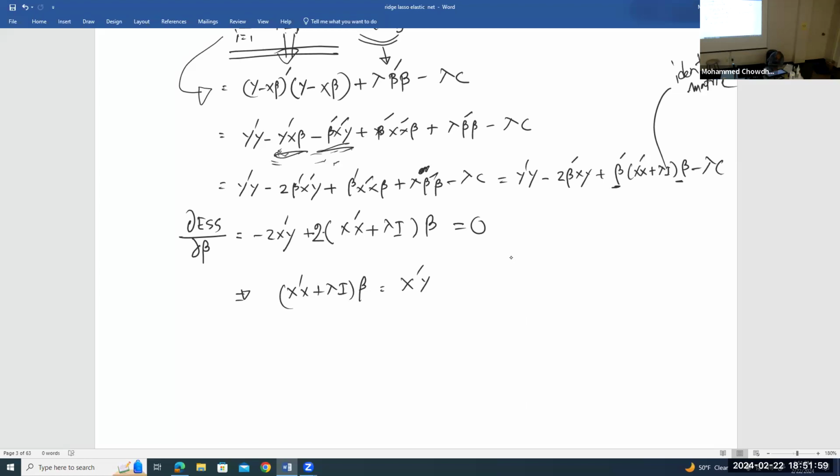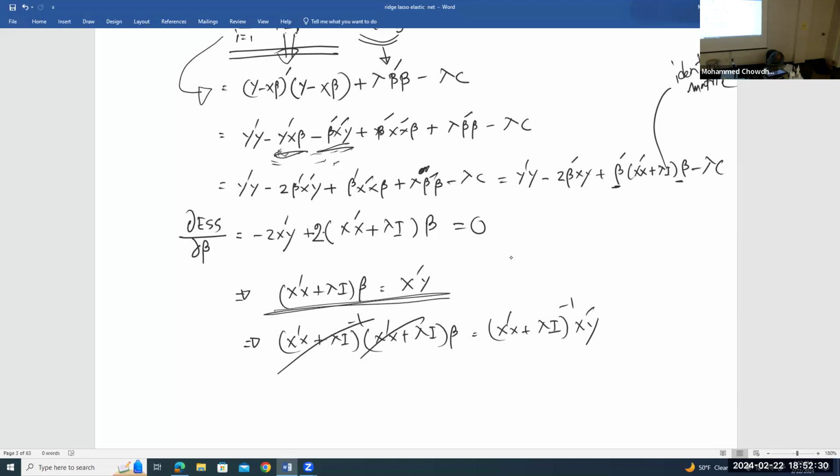Now, if you multiply both sides by X prime X plus lambda I inverse, then X prime X plus lambda I beta, both sides you multiply this inverse, and then X prime y. So this and that cancel. In both sides, I multiply by this quantity. Then what I'm getting in there? Beta prime equal to X prime X plus lambda I inverse X prime y. That is the answer for our solution for the ridge regression.